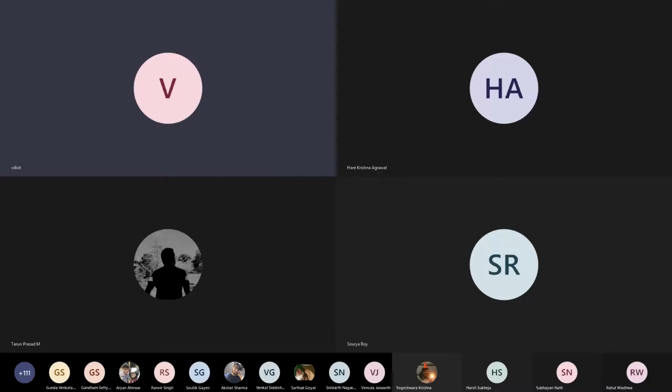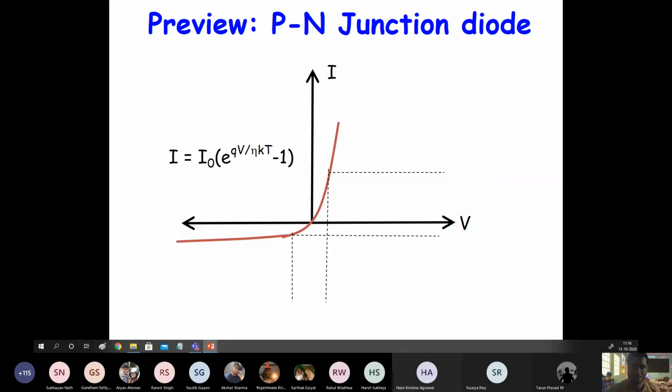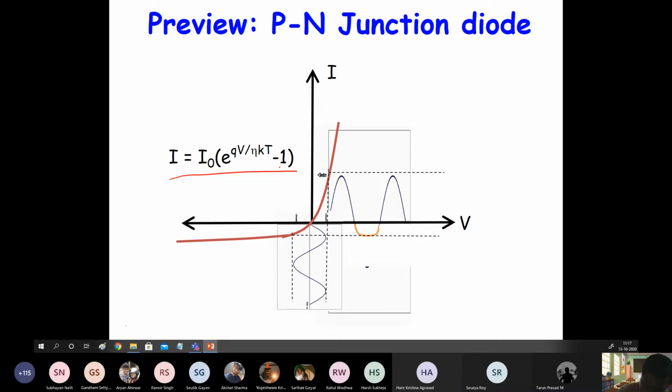So today we are going to discuss the PN junction diode. Now in previous classes, you have learned about the PN junction IV characteristic. And your I is basically given as an exponential function of applied voltage. So I is equal to I naught exponential QV by eta KT minus 1. Eta is basically the ideality factor.